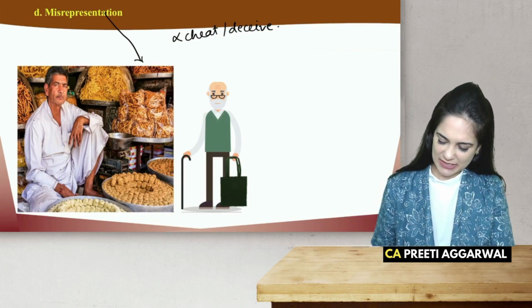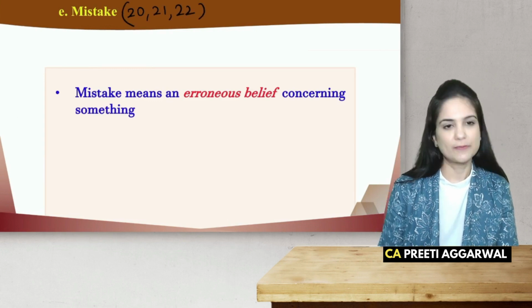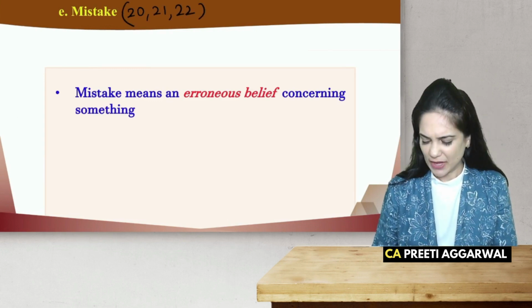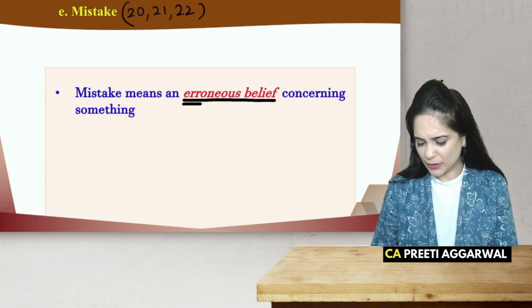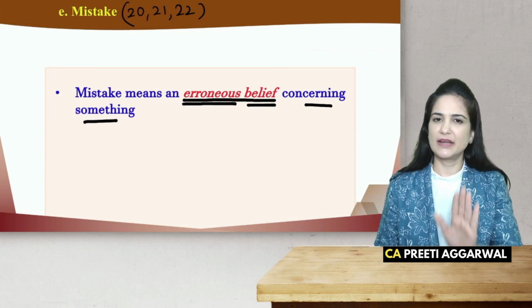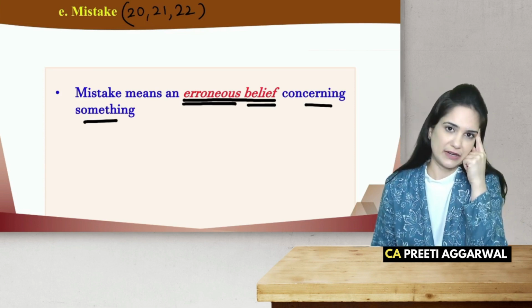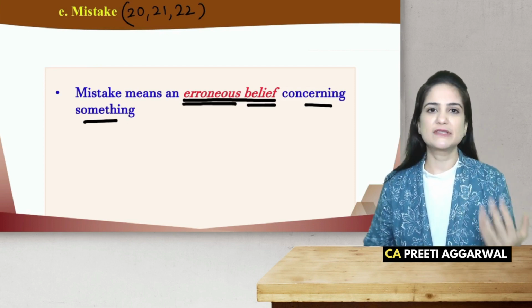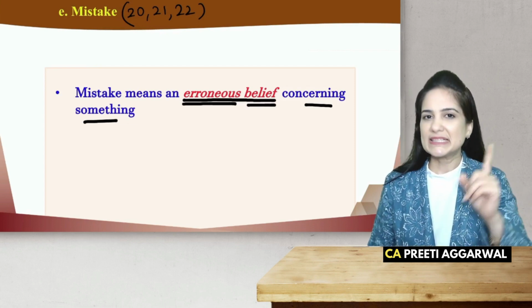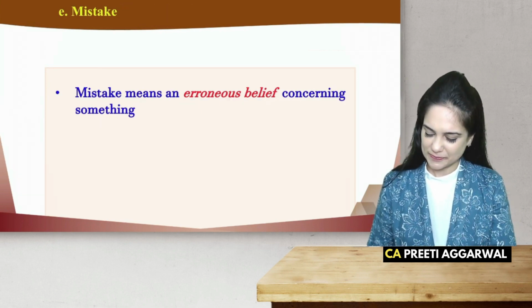So that is misrepresentation. The last is mistake. Sections 20, 21 and 22. What is the meaning of mistake? Mistake means it's an erroneous belief concerning something. I have made a mistake in understanding the terms of the contract. There is some mistake in my understanding. There is an erroneous belief concerning something. Let us understand this with the help of an example. Then we will write down notes, okay?